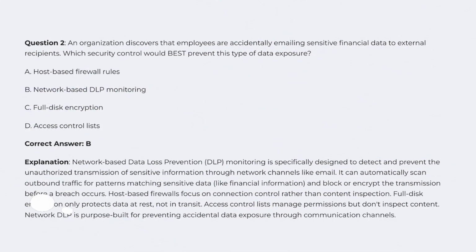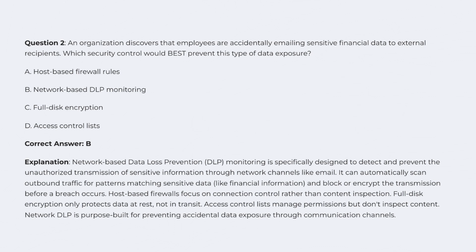Correct answer, B. Explanation. Network-based data loss prevention, DLP, monitoring is specifically designed to detect and prevent the unauthorized transmission of sensitive information through network channels like email. It can automatically scan outbound traffic for patterns matching sensitive data, like financial information, and block or encrypt the transmission before a breach occurs. Host-based firewalls focus on connection control rather than content inspection.